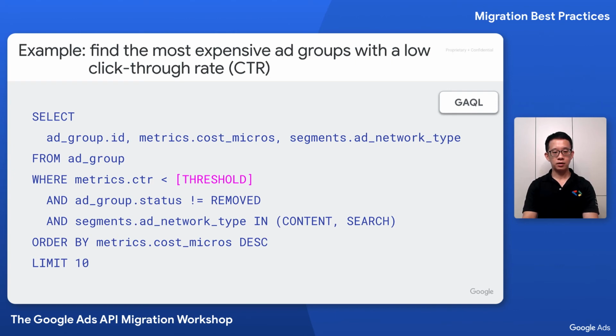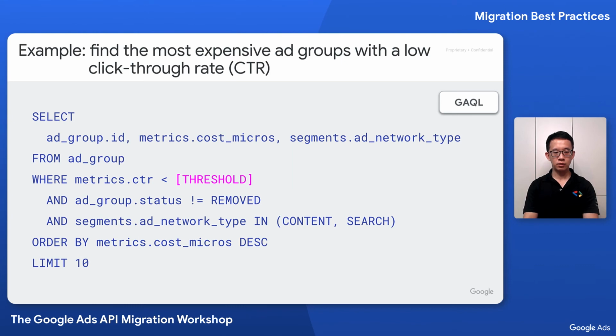The second condition is ad_group.status not equal to removed. Again, we might not want all the entities or resources that are already removed, so we need to filter them out here so that we get a smaller set of results. Finally, the third condition is segments.ad_network_type in content and search. This is to limit our ad groups to only those belonging to the search and display campaigns.